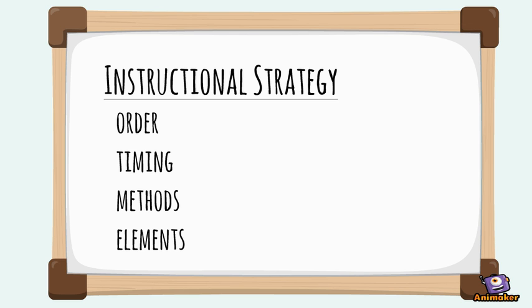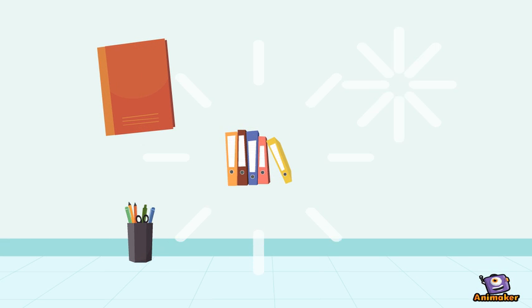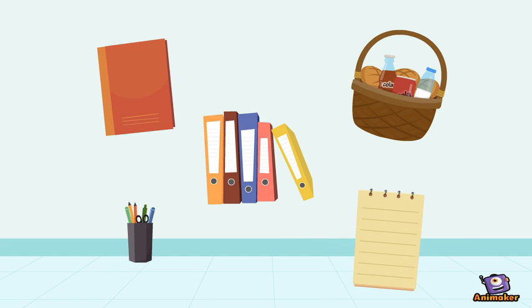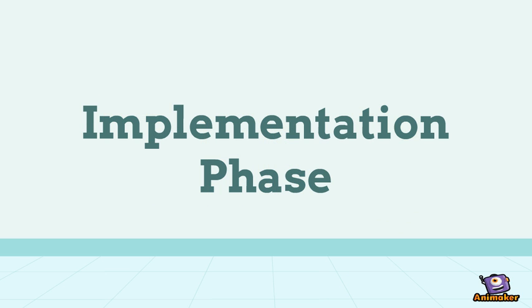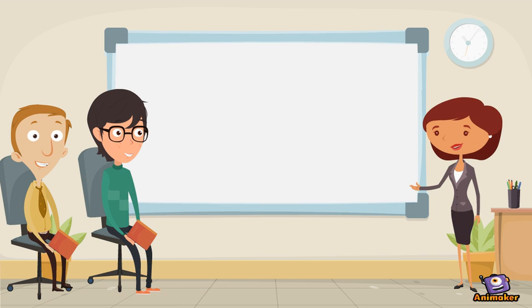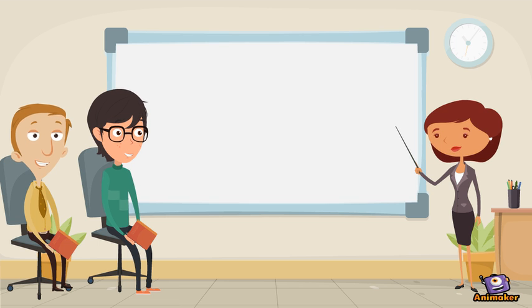This is also the time when the trainer will gather and create any materials needed, such as manuals, pens, handouts, refreshments, and paper. Once all of the previous steps are completed, the implementation phase can begin. This is when the trainer is actively facilitating the learning process. Dry runs or pilot tests can also be done before the final run.